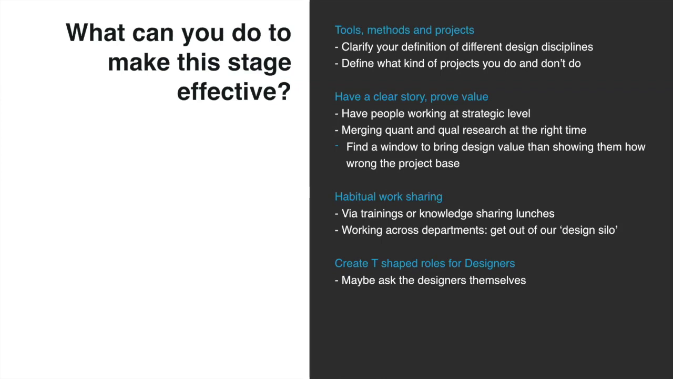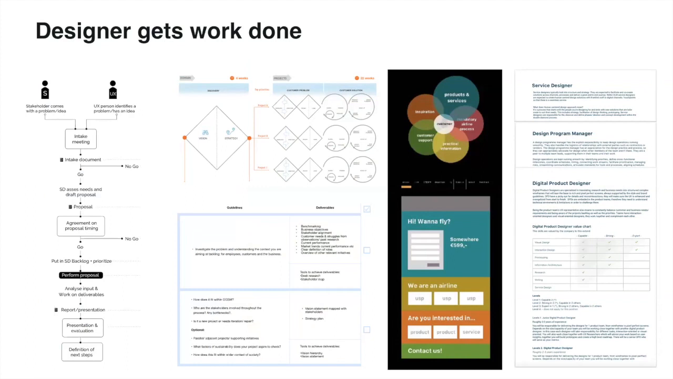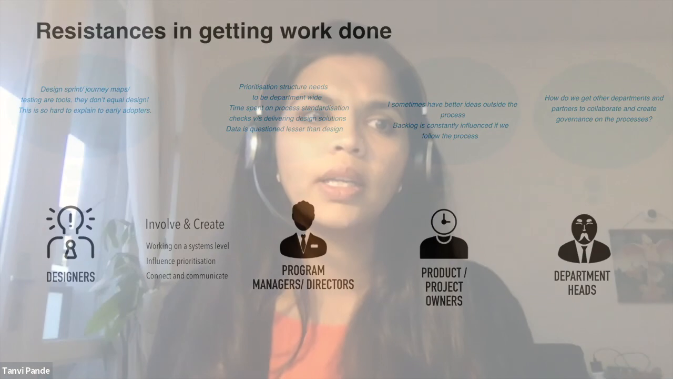So getting out of our design silo, getting our processes, our tools right, getting our story right, making sure that we have a good growth pattern in our roles, and we have some design systems to create some structure. The resistances at this phase from designers themselves was that, you know, you become a talking book to design sprints, and that doesn't equal design.